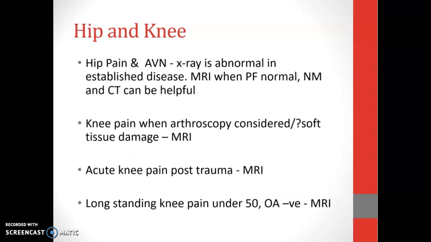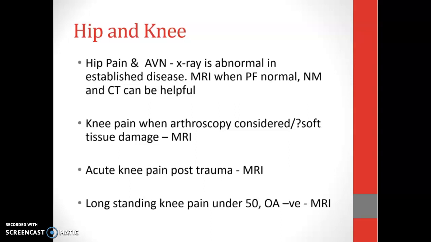Going on to think about the hip and the knee. So thinking about hip pain, avascular necrosis. If the x-ray is abnormal, then you're wanting to establish the progression of the disease. You can look at using an MRI if the plain film is normal, and nuclear medicine CT can be helpful with this, to look in a little bit more detail, because again, looking at the bone.